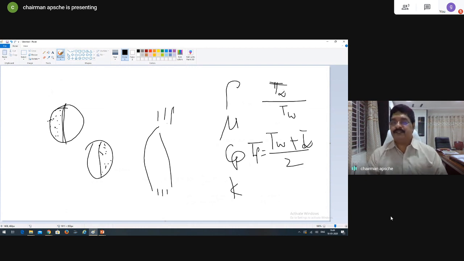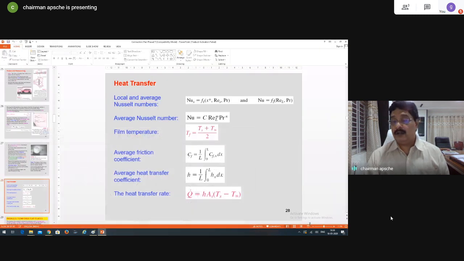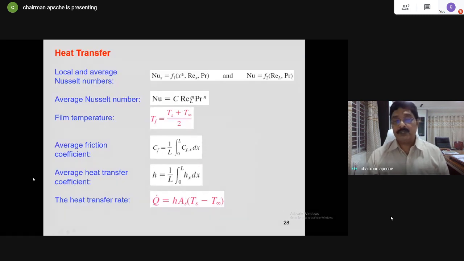The film temperature is the average of wall and fluid temperature. At this temperature, TF, you calculate the properties. These properties are available in the data book, and you estimate these properties, not calculate them. You take the property values of that fluid corresponding to this TF temperature. So TF is the average temperature between wall and fluid. This is what we discussed in the last class.